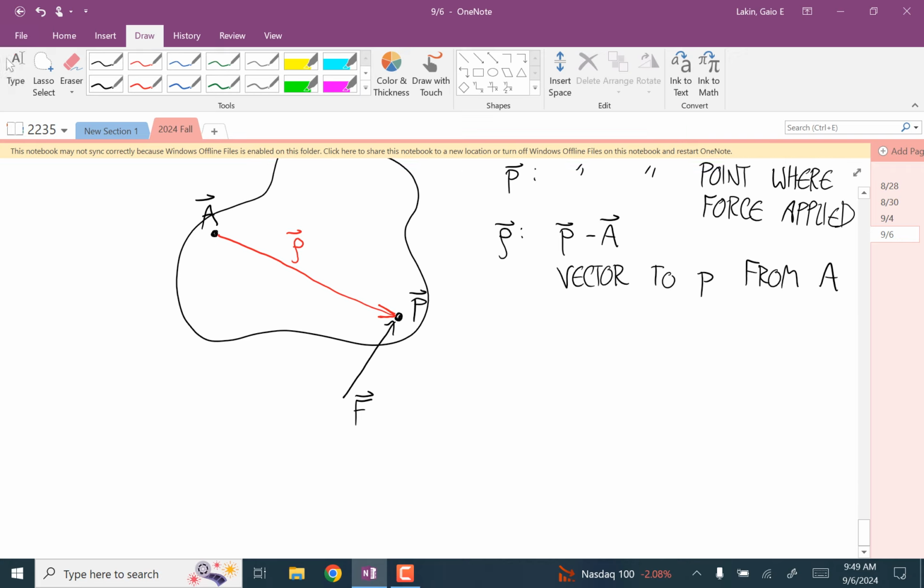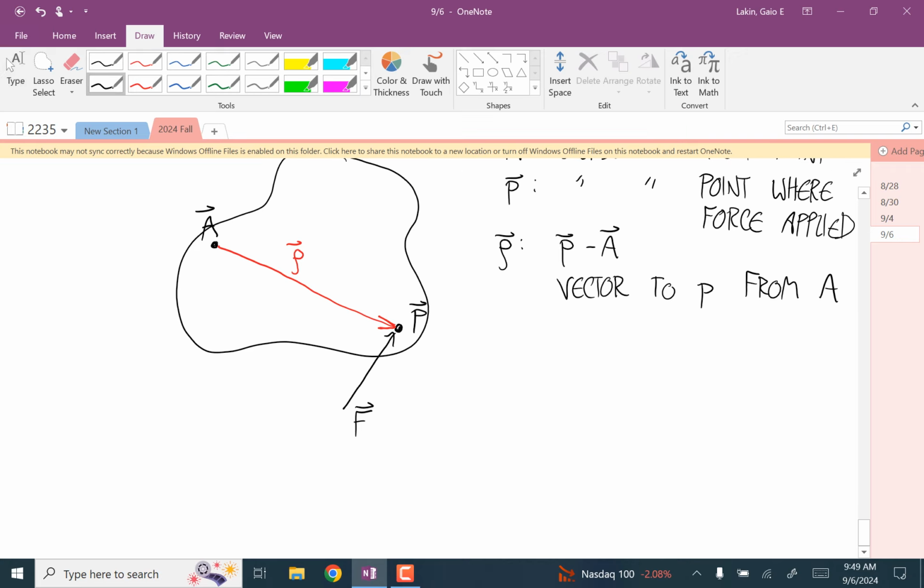Then the definition of the moment produced by that force about A is rho crossed with F.